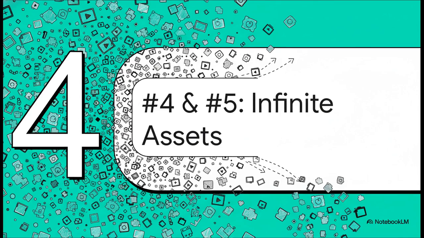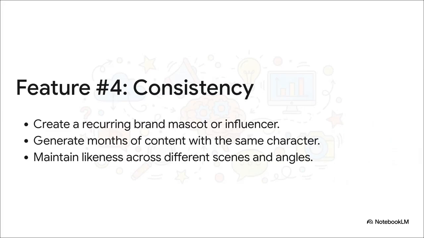All right, the last 2 features we're going to talk about are all about scale. These 2 unlock the ability to generate a nearly infinite number of consistent, on-brand creative assets. This is a total game changer for social media and advertising campaigns. So feature number 4 is character consistency. This has been the holy grail for AI image generation for a while now. It means you can create a brand mascot or maybe a virtual influencer and then generate a whole month's worth of content where they look exactly the same in every single shot. It doesn't matter if they're in an office or on a beach or climbing a mountain. It finally makes consistent AI storytelling a real possibility.